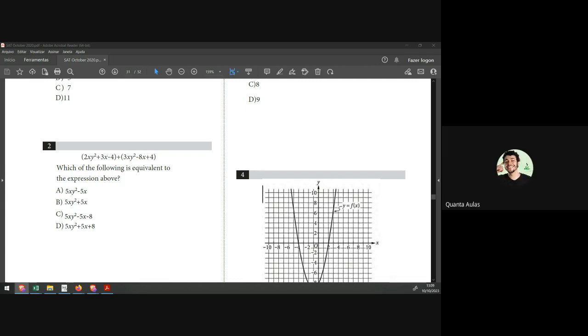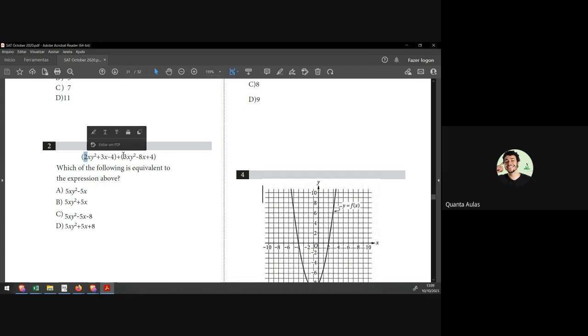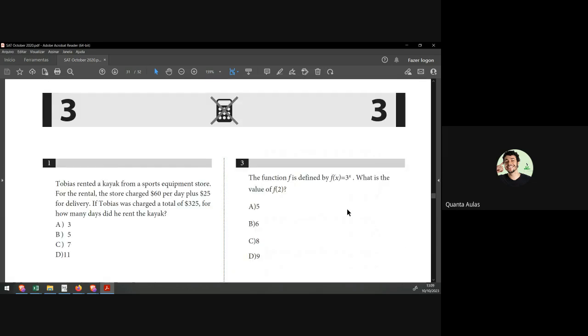Letter A, because we can sum this with this, and we can minus. How can I say we can minus, we can diminuir? Como é que eu posso falar isso? You can subtract. Subtract. Perfect. Okay, A is the right answer.